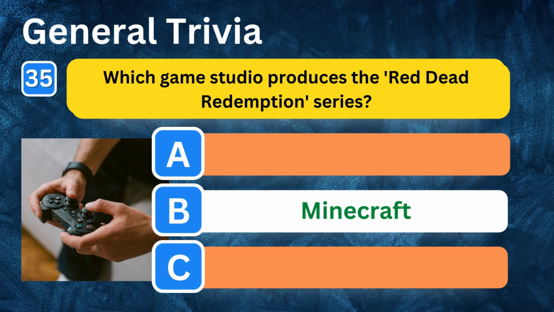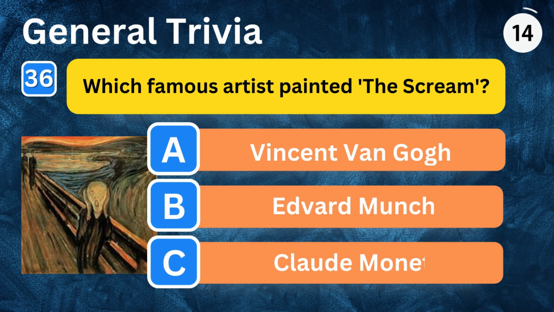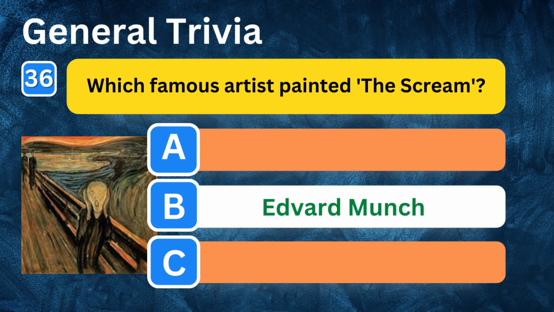Question number 36. Which famous artist painted The Scream? Was it Vincent van Gogh, Edvard Munch, or Claude Monet? And the answer was Edvard Munch.